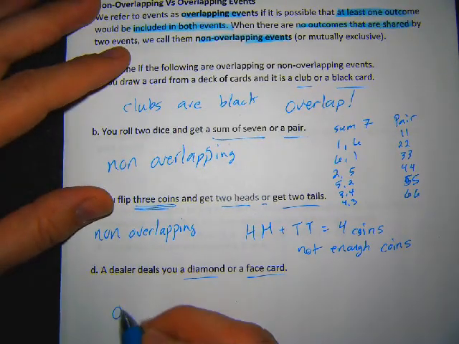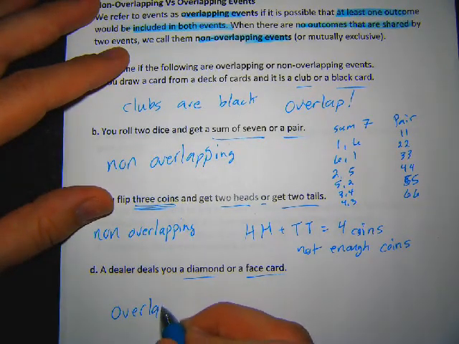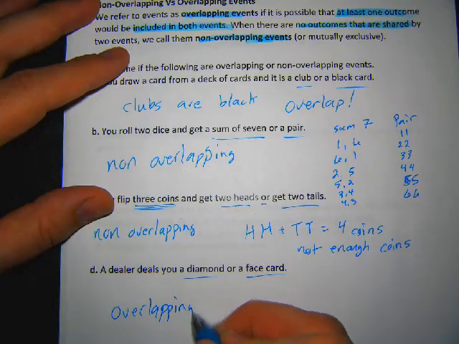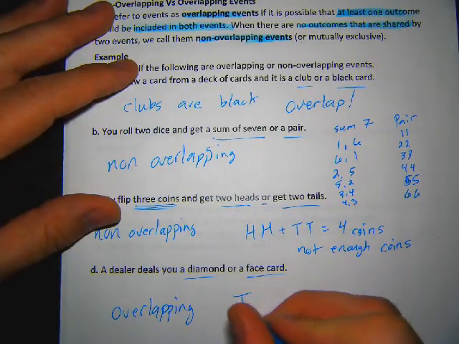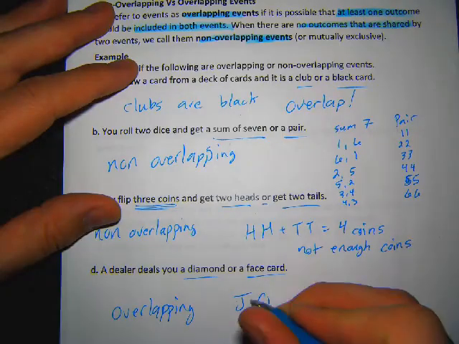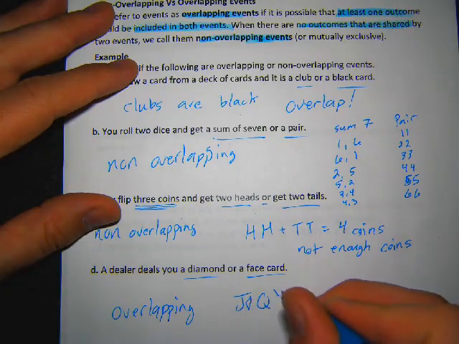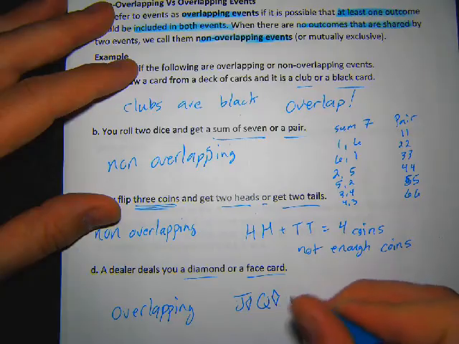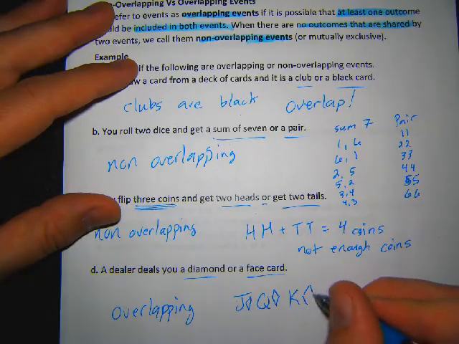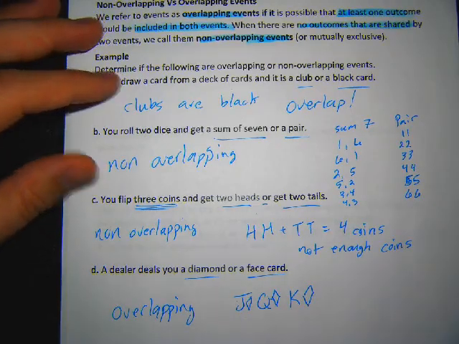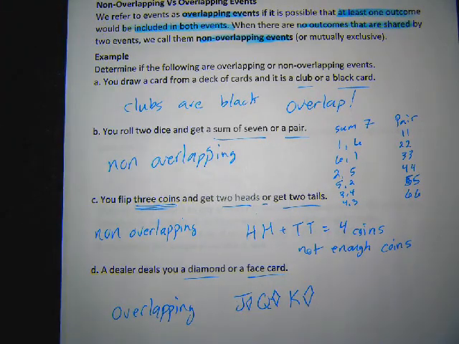This is definitely overlapping because there are a few face cards that are also diamonds, like the jack of diamonds, the queen of diamonds, and of course the king of diamonds. So all those are both diamonds and face cards. So this is overlapping.